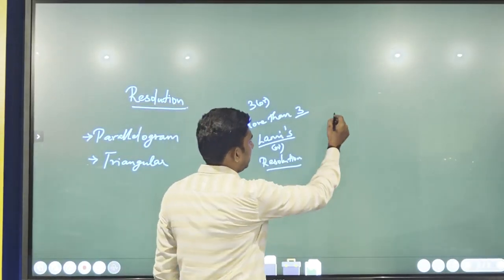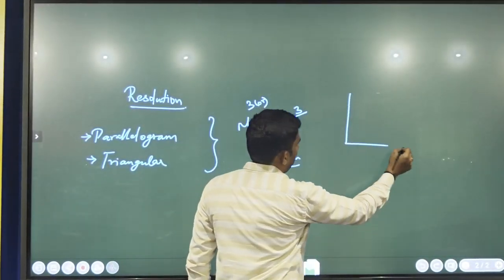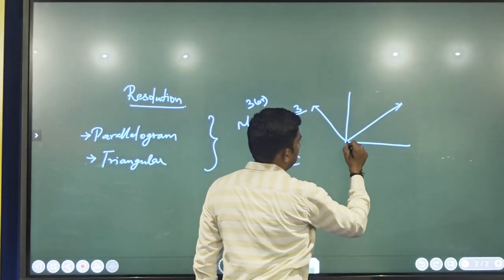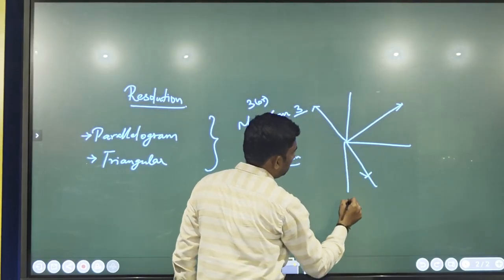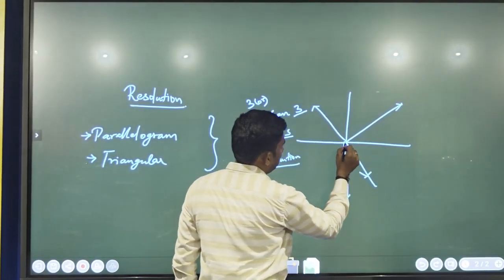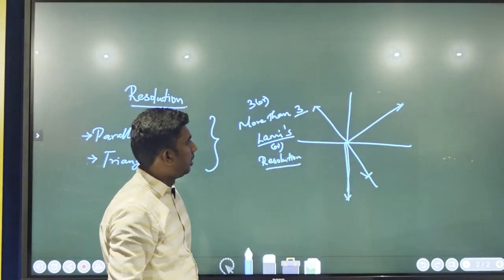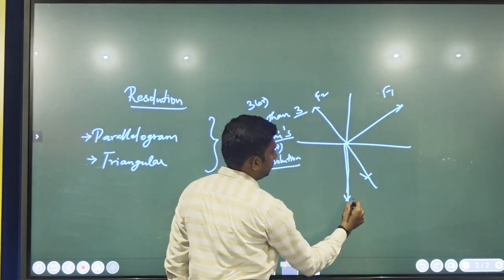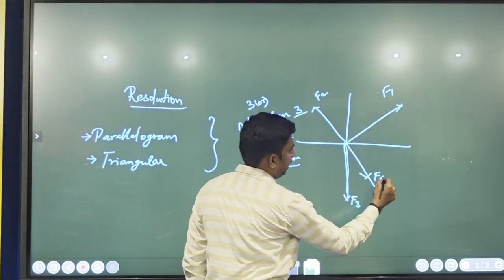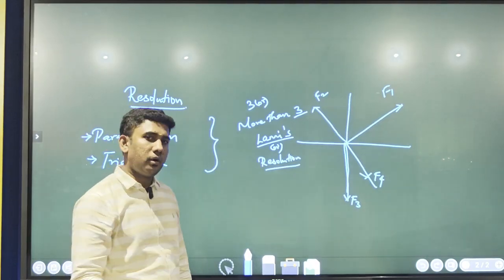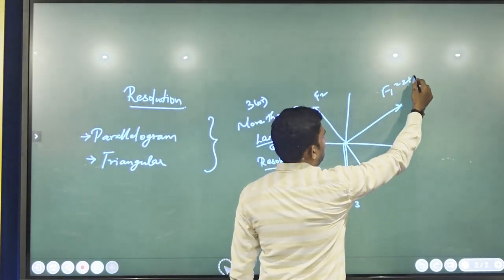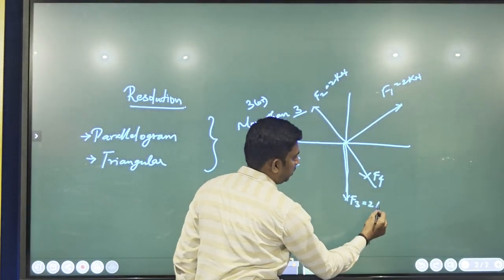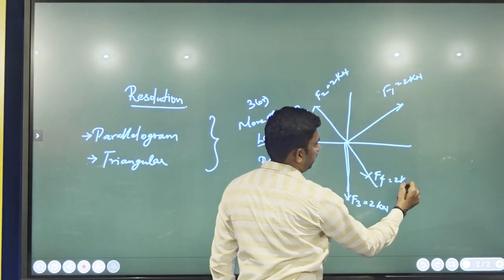So let me give you an example here. I have four forces here. This is force F1, force F2, F3 and F4. So I have four forces of some values. Say for example it is 2 kilonewton, this is also 2 kilonewton, and same here with 2 kilonewton and another 2 kilonewton force.